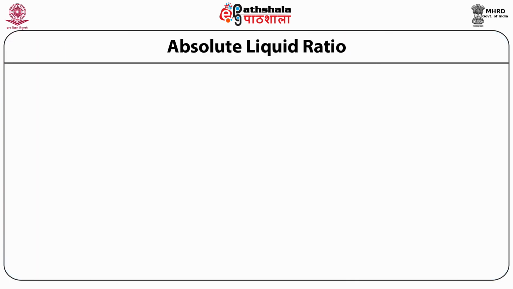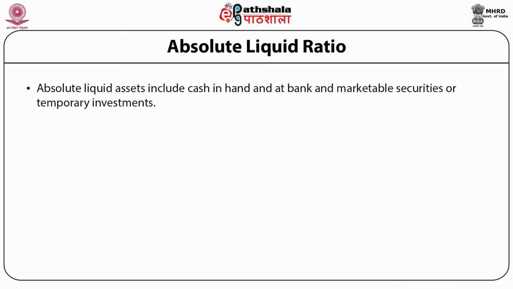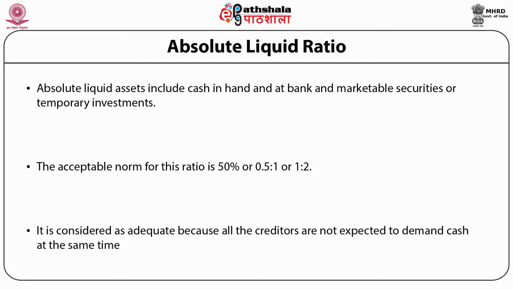Now, absolute liquid ratio. Absolute liquid assets include cash in hand and cash at bank and marketable securities or temporary investments. The acceptable norm for this ratio is 50% or 0.5:1 or 1:2. It is considered adequate because all the creditors are not expected to demand cash at the same time.